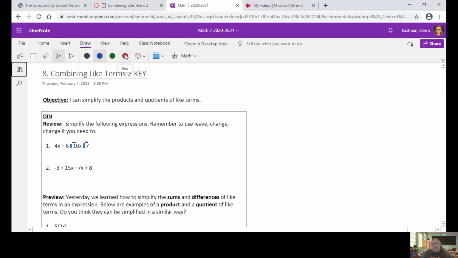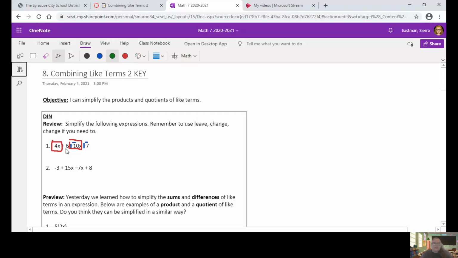Next thing that we need to do is actually look at which of these are like terms. So we can see this 4x, that has the variable x. And then we can also see this negative 10x. Even though it's negative, it still has the same variable. So I'm also going to box that one in. Those are like terms.